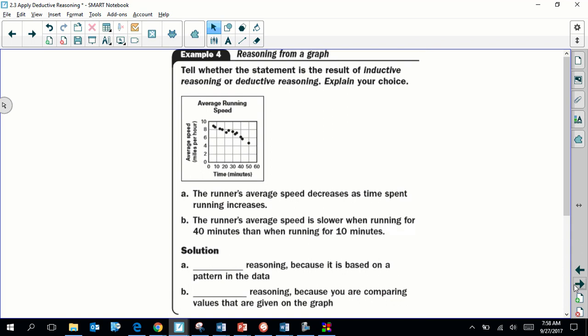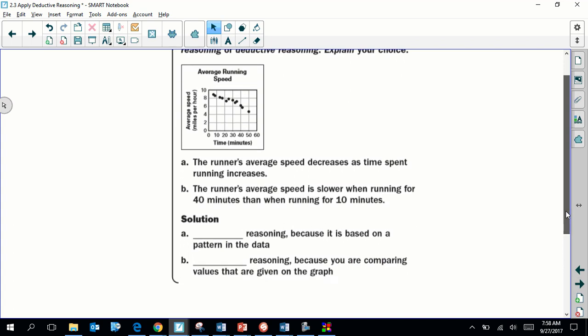Now here we're going to be looking at reasoning from a graph. This is something that you've probably done some in Algebra 1, where you had to look and see, well, what does this mean and what does that mean? So here we have an average running speed for some people over time. The runner's average speed decreases as time is spent running for part A, and the runner's average speed is slower when running for 40 minutes than when running for 10 minutes.